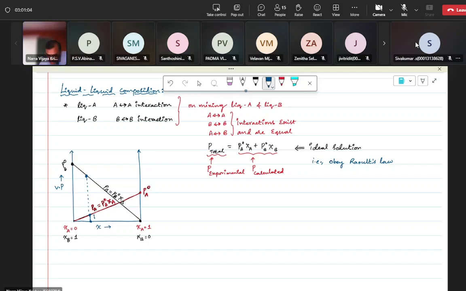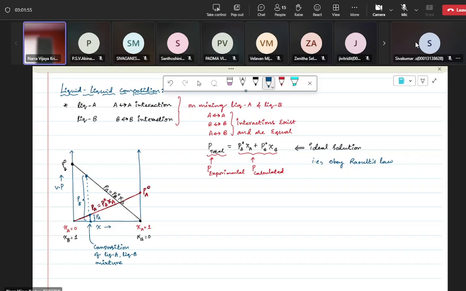So I am writing like this. This is the PA value, and this is the PB value, and this is the composition of the liquid A, liquid B mixture. Accepted or not, sir? Then at this point, what is total P? PA plus PB, correct? This is the PB value.